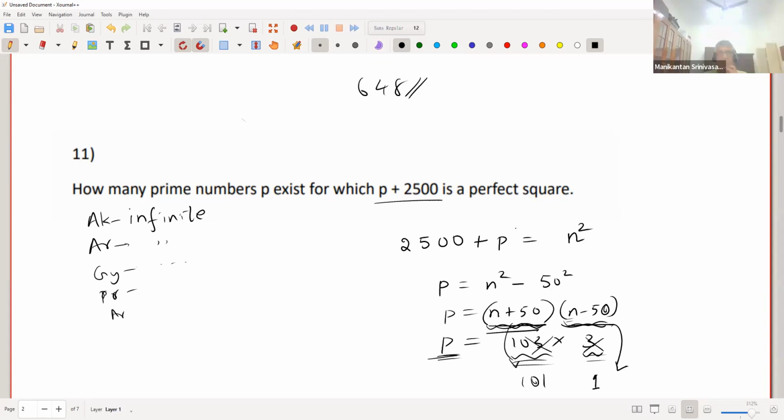Okay. I'm just thinking of another question related to this. There's only one prime number. Yes, there's only one prime number. And suppose the question had been instead of 2500, let's say I take 100. So let's say it's p plus 20.